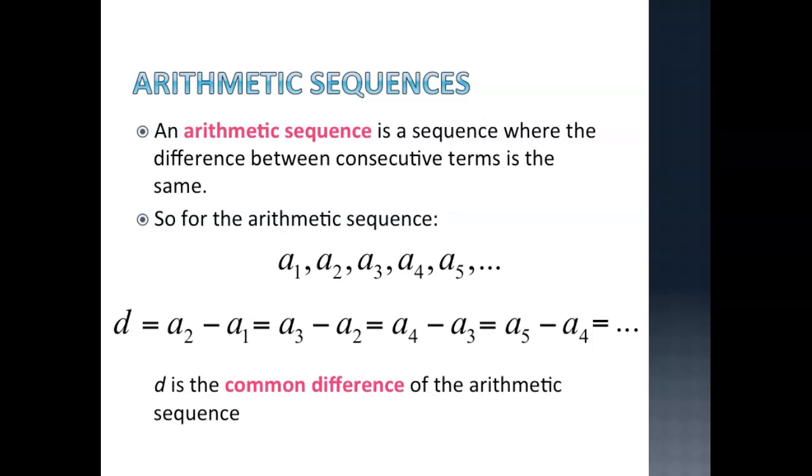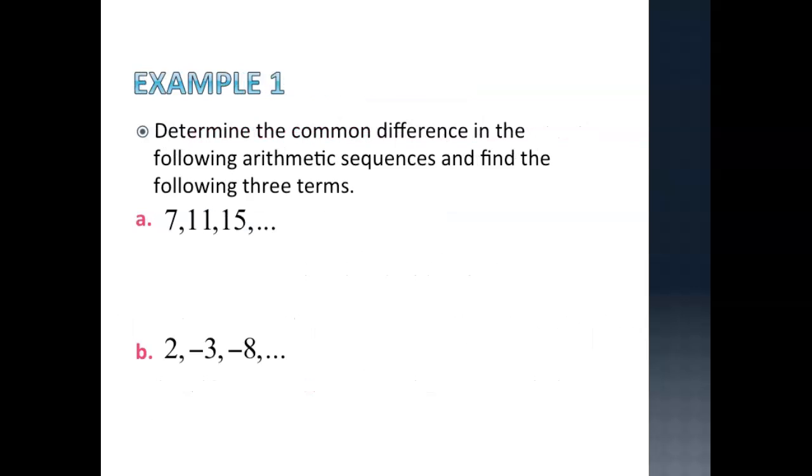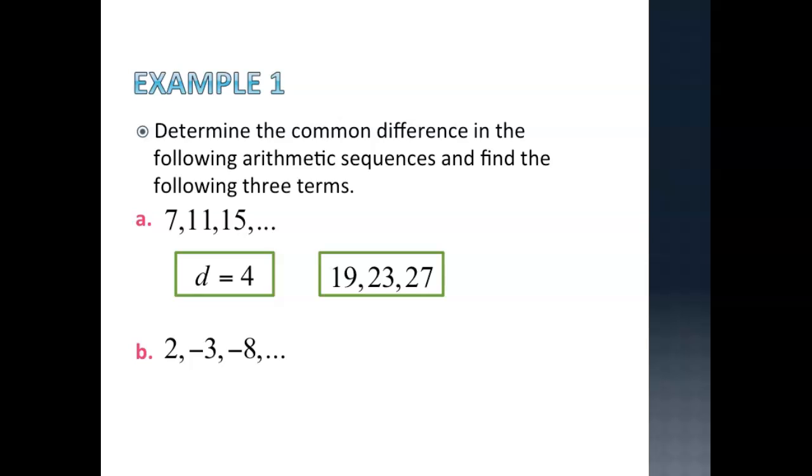All right, so if you take a look at example 1, it says determine the common difference in the following arithmetic sequences and find the following three terms. So we have 7, 11, and 15. It looks like we are adding 4 to get to the next term. So in this particular case, we would say D equals 4. And then it says find the following three terms. So we just have to add 4 to 15 to get 19, continue to add 4 to get 23, and then add 4 again to get 27. So 19, 23, and 27 are the following three terms.